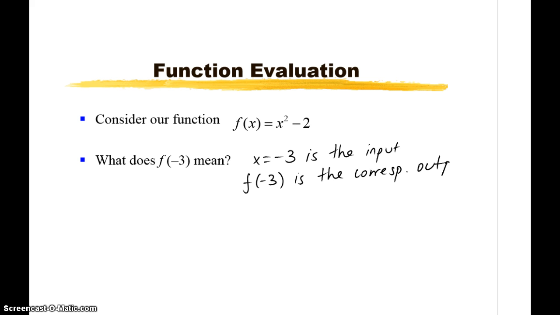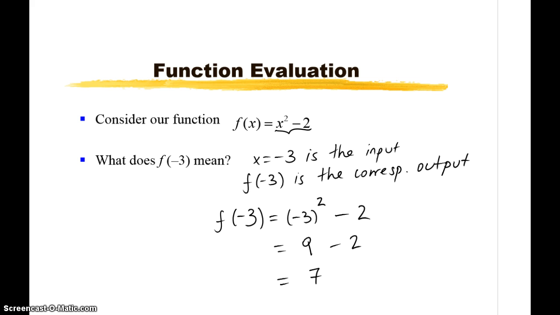Okay, and how can we figure out what the corresponding output is? All we have to do is evaluate the function's rule, x squared minus 2, when x is negative 3. So we write f of negative 3 equals negative 3 squared minus 2. Be careful, it's x squared, so you're squaring the negative sign as well, because your x is negative 3 in this case. Well, that gives us 9 minus 2, or 7. So f of negative 3 really means: what is the y value when the x value is negative 3, what is the output when the input is negative 3, and the answer is 7.